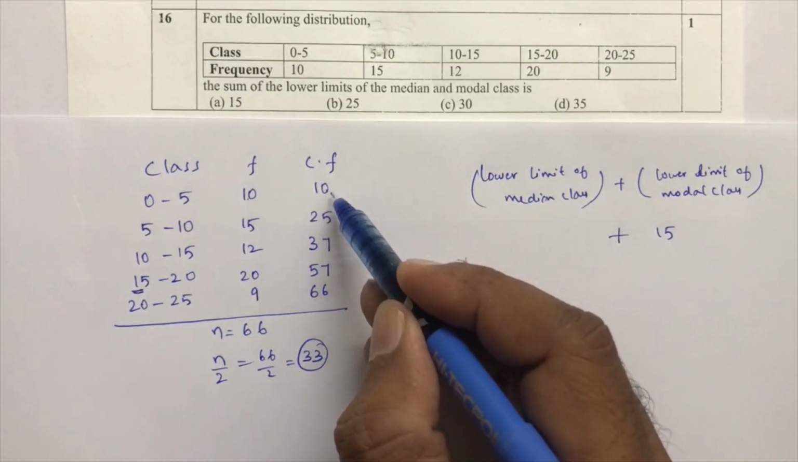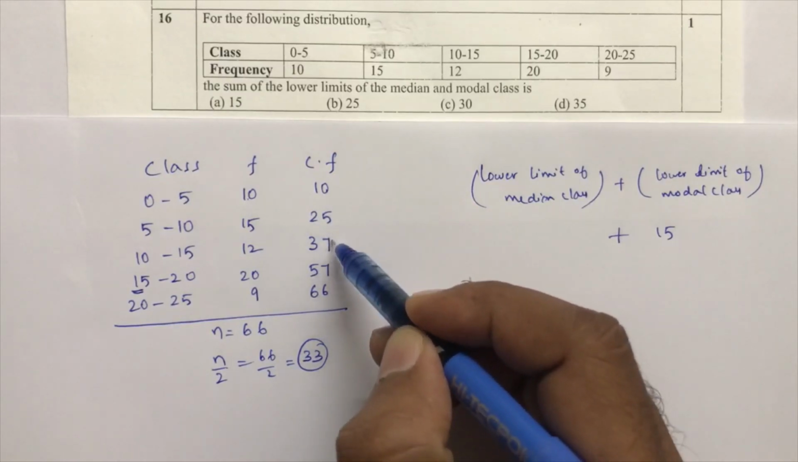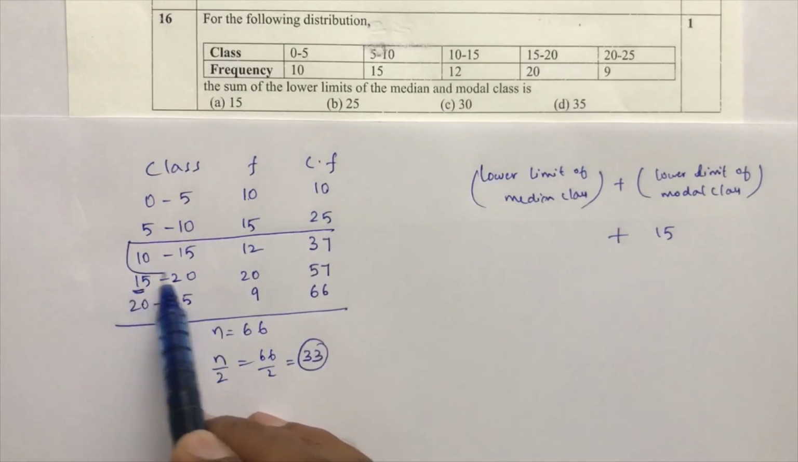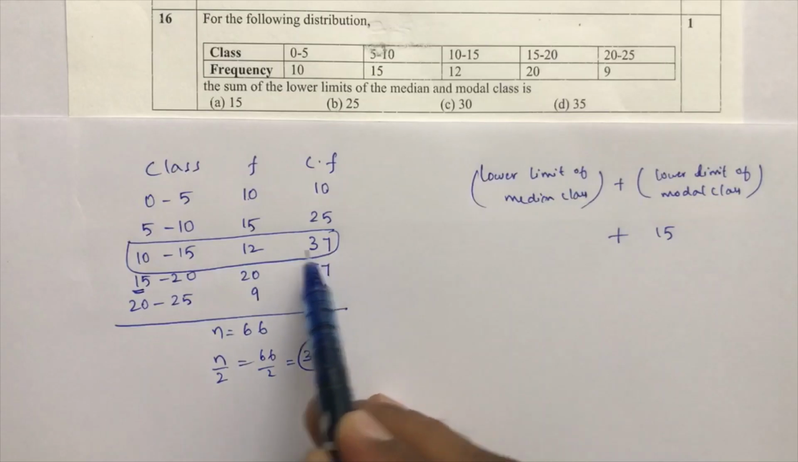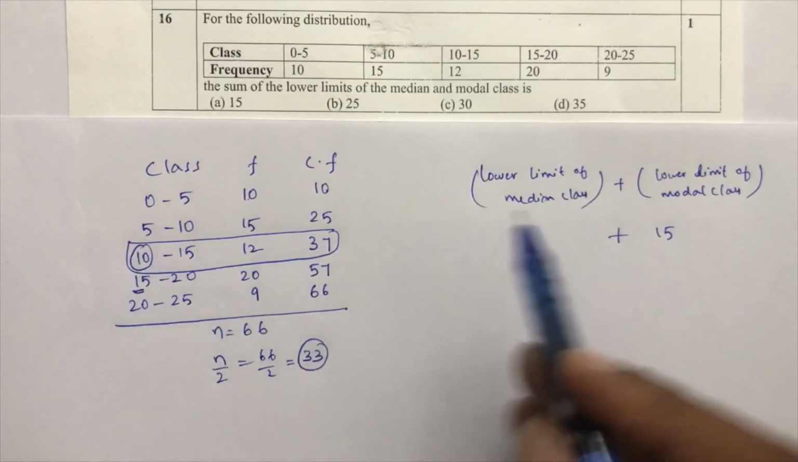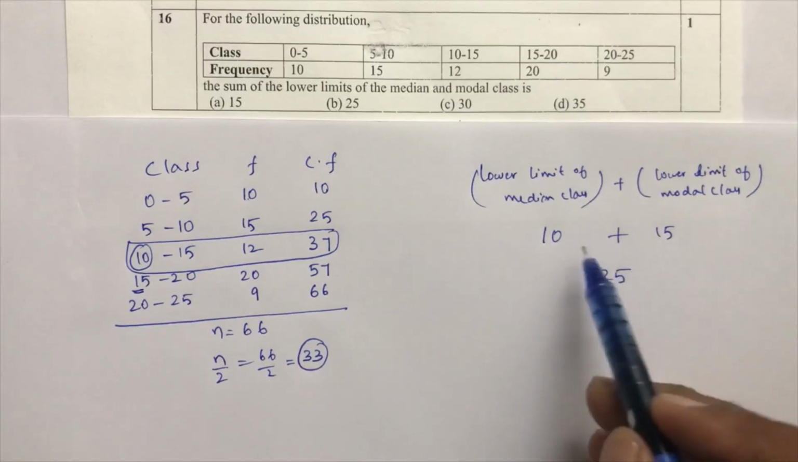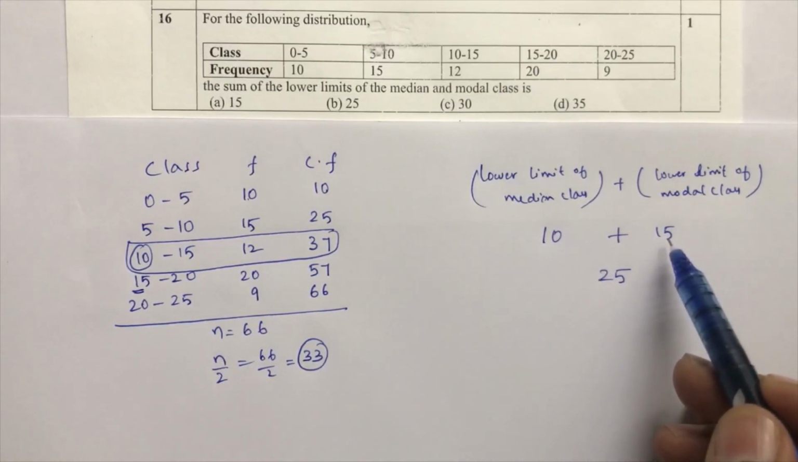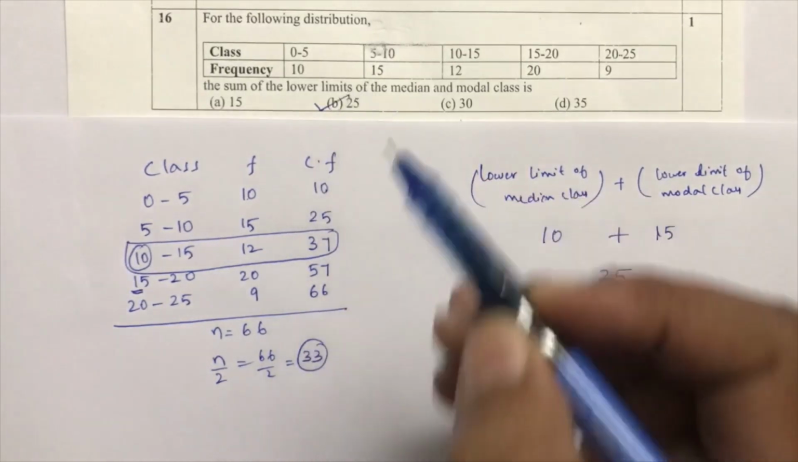In the first class we get 1 to 10. In the second class, 11 to 25. In the third class, 26 to 37. So this is your median class, because 33 falls between 26 and 37. So the lower limit of the median class is 10. So the answer is 25. The lower limit of the median class is 10 and the lower limit of the modal class is 15. So 10 plus 15 is 25. The correct option is B.